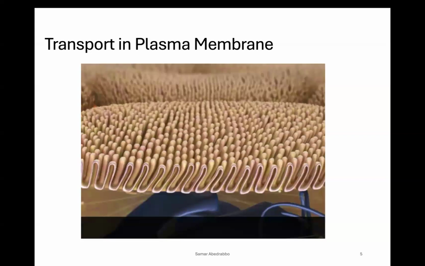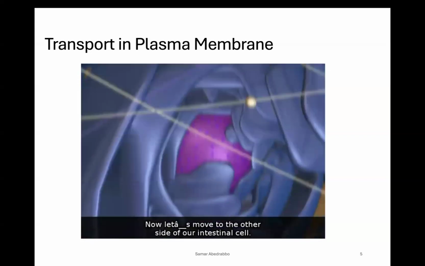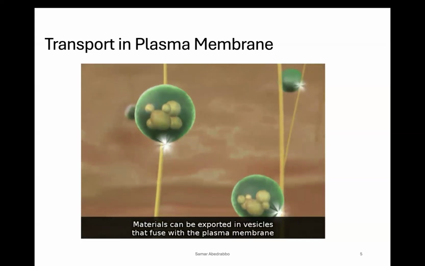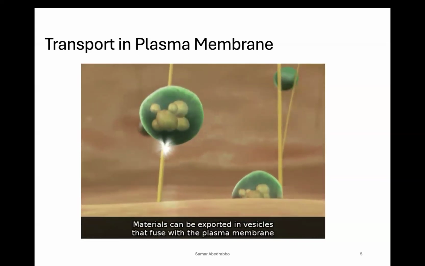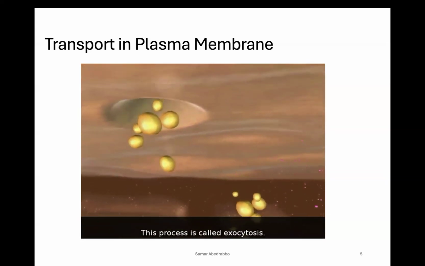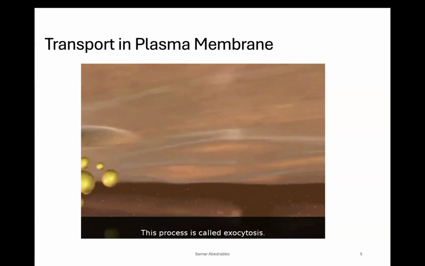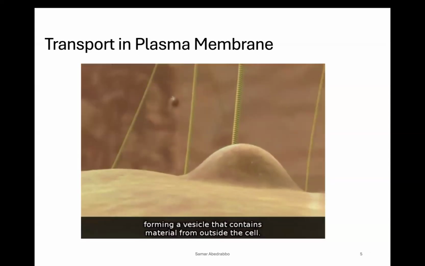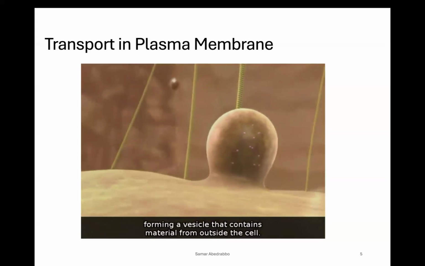Now let's move to the other side of our intestinal cell. Exocytosis and endocytosis are eukaryotic cells only. Materials can be exported in vesicles that fuse with the plasma membrane and release their contents outside the cell. This process is called exocytosis. In endocytosis, the plasma membrane pinches in, forming a vesicle that contains material from outside the cell.